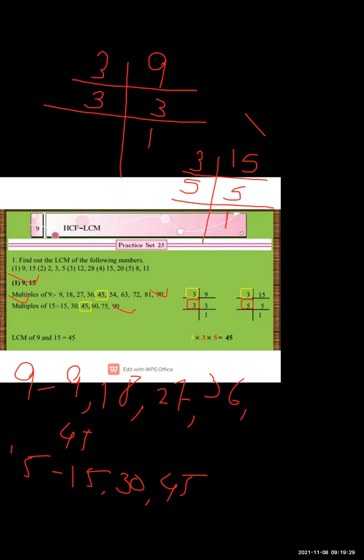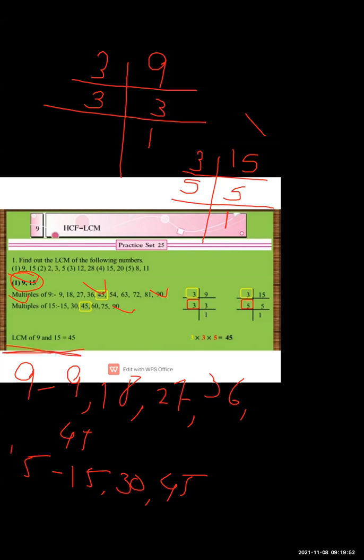Sorry, this is the multiple. We have two common multiples, 45 and 90, but they have asked for the least. The full form of LCM is least common multiple. So सबसे कम common multiple number कौन सा है? 45. So the LCM of 9 and 15 is 45. This method you know.